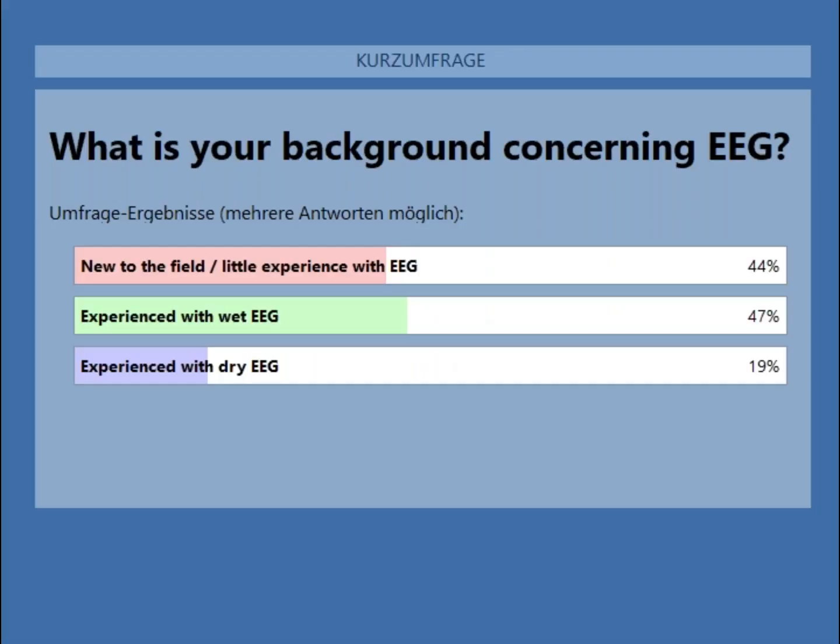Okay. So here we have the results now, and around 44% answered they are new to the field of EEG and have little experience with it. 47% answered they have experience with wet EEG, and already about 19% answered that they have experience or prior experience with dry EEG. And that's quite a lot, right? Yeah, that's quite a lot. I'm very happy to hear. Yeah, thank you very much, Patrick, for the poll results.